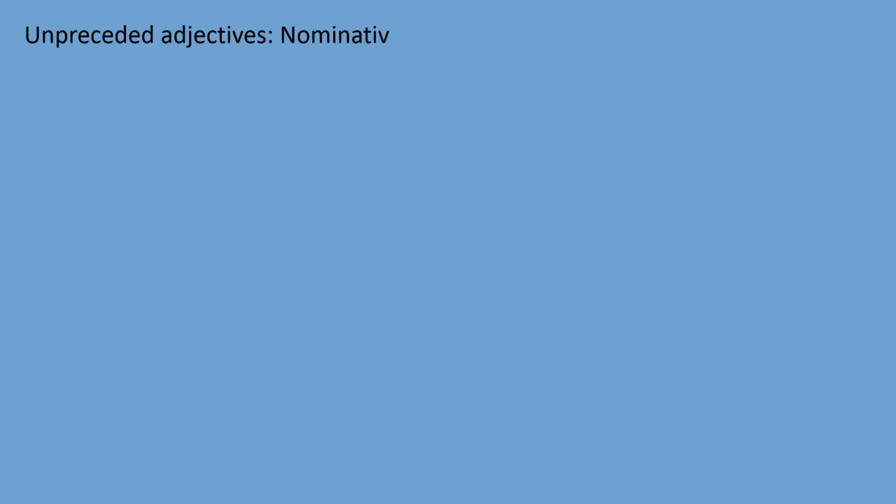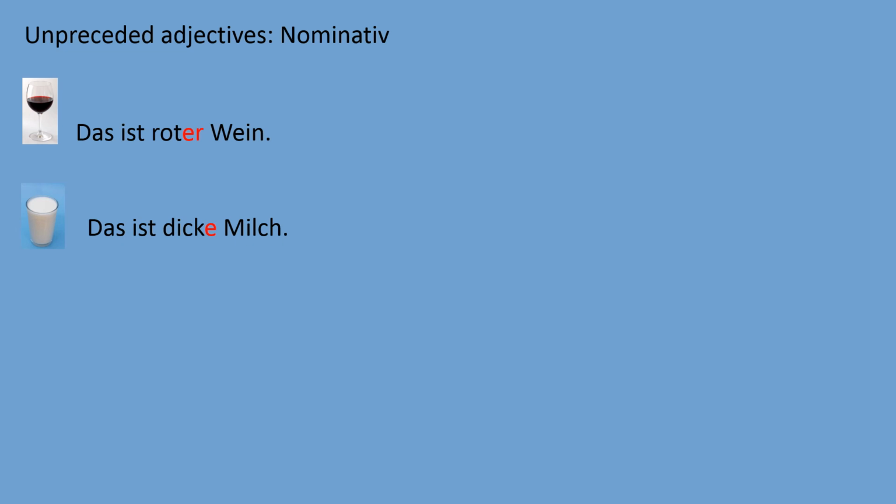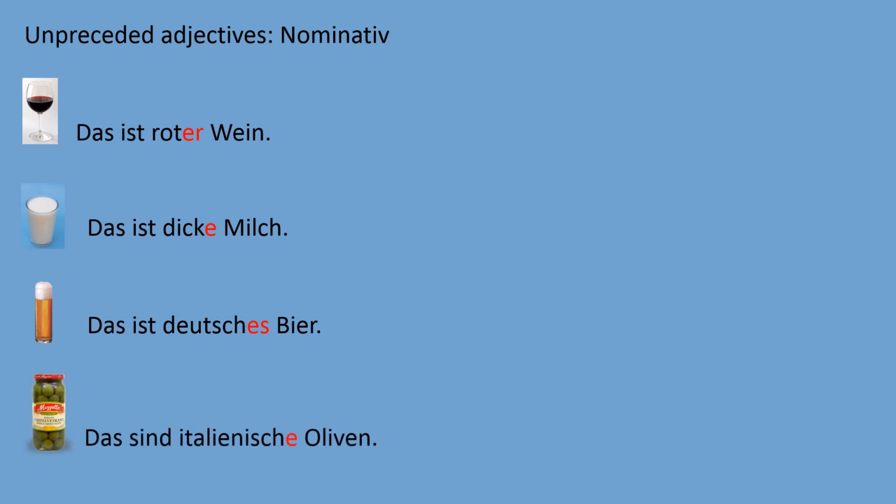Okay, how does it work with unpreceded adjectives in nominative and in accusative case? You remember when we use nouns without ein-words or der-words at all. We just describe them and use only adjectives without preceding elements. So for example, das ist roter Wein. So this is red wine. Or I can say das ist dicke Milch. So this is thick milk. Or I can say das ist deutsches Bier. So this is German beer. And for plural, I may say, das sind italienische Oliven. So those are Italian olives.